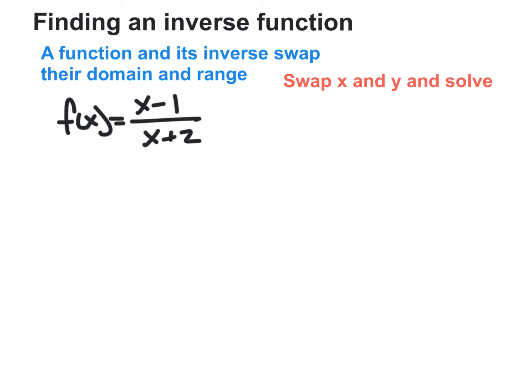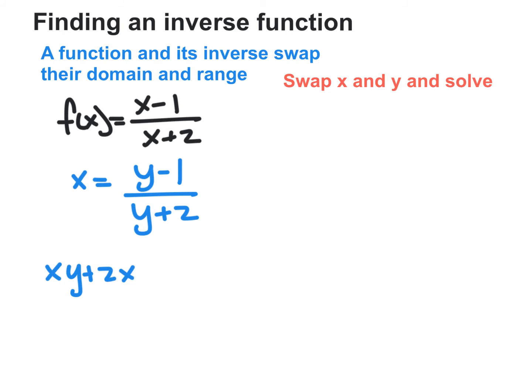Here we have f of x equals (x minus 1) over (x plus 2). Now to solve, I'm going to start by just swapping x and y. So I'm going to say x is equal to (y minus 1) over (y plus 2). Now I'm just going to use my algebra skills to solve this. I'm going to multiply both sides by y plus 2. So xy plus 2x equals y minus 1.